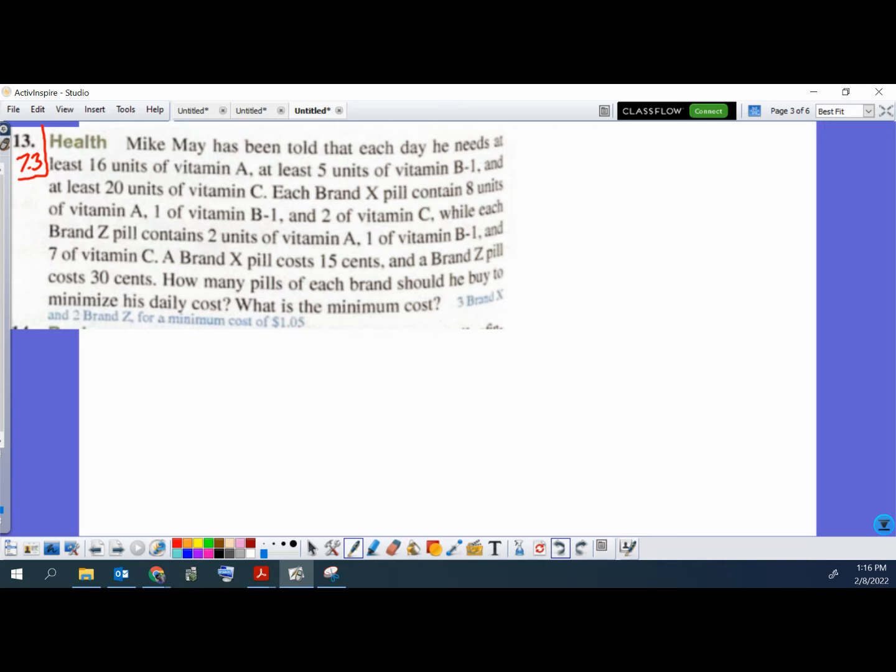Hey, our principal, Mike May, he made the textbook. Pretty cool.